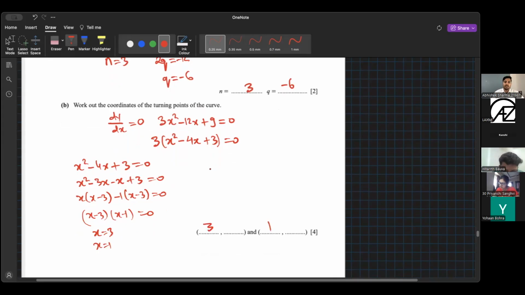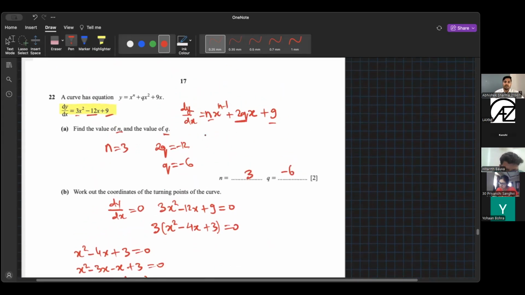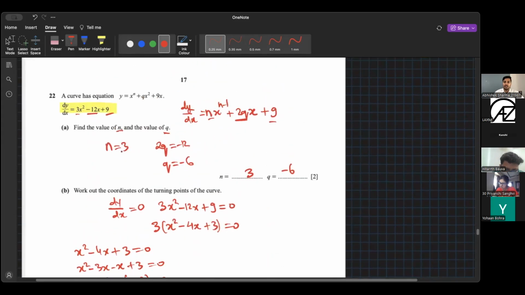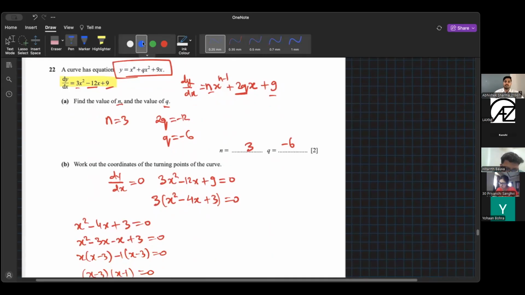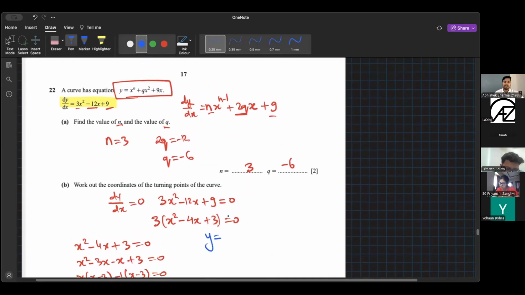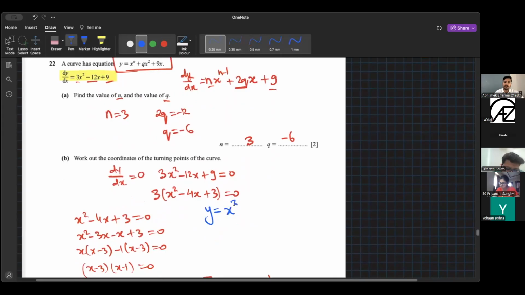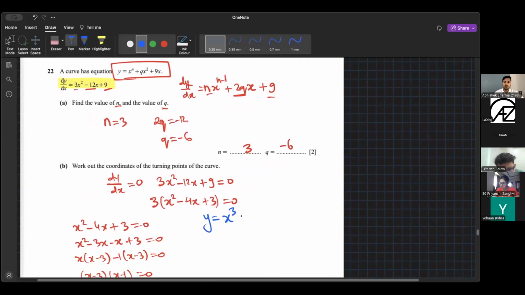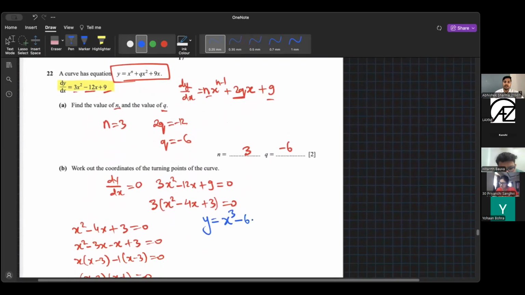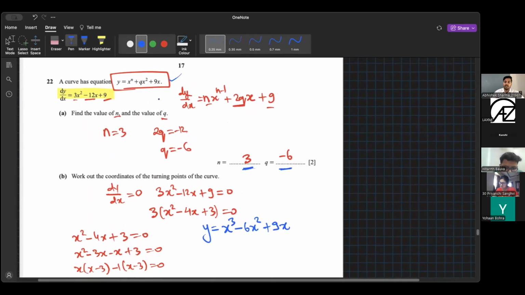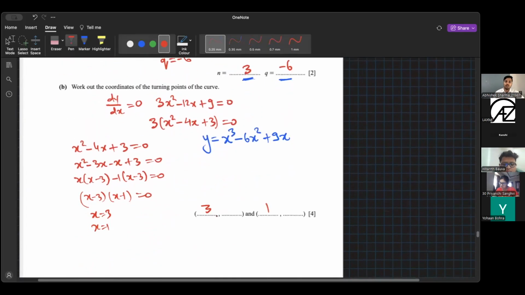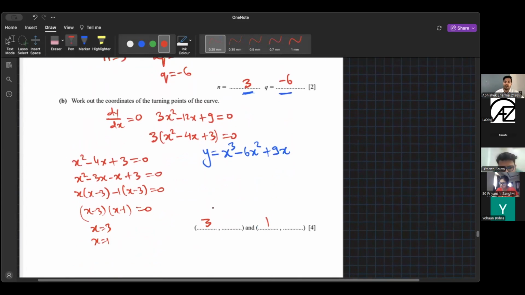And now we have to find the values of y, but we have not figured out the equation. We have the values of n and q. So we can write the equation as y equals x to the power n, that is 3, plus q, minus 6, x square plus 9x. This will be the equation because we substituted the values of n and q in the given equation, where n and q were unknown. Now, when x is 3, what will be the value of y?